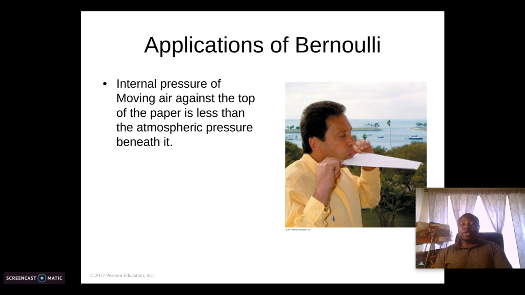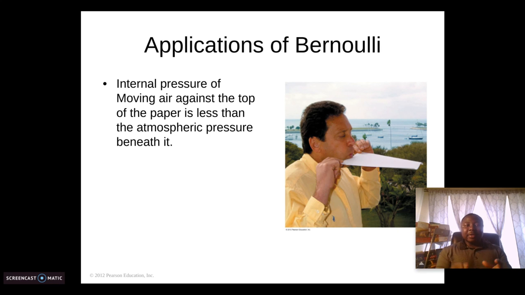Now look at the picture on the right hand side. If I hold a paper and I blow on the top surface of the paper, what I'm actually doing is increasing the speed of the air moving on top, and as such decreasing what? The pressure. So the pressure on top of that paper will be lower than the pressure at the bottom, and therefore the paper is going to float.